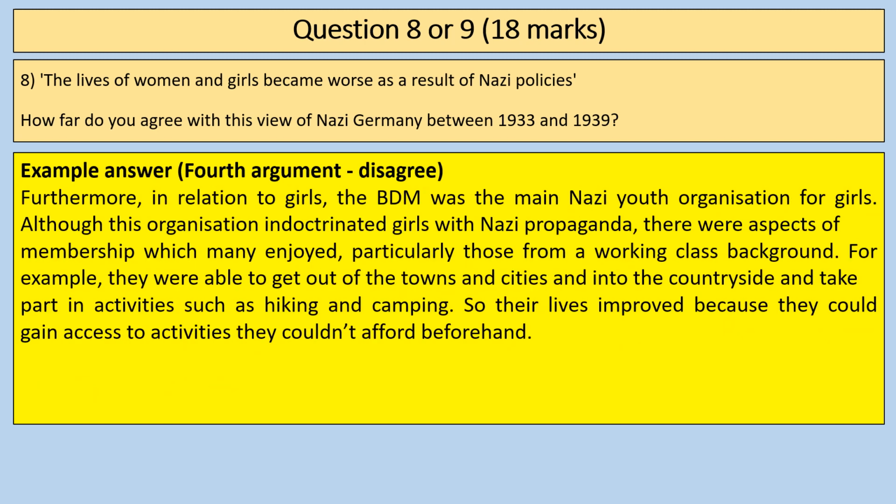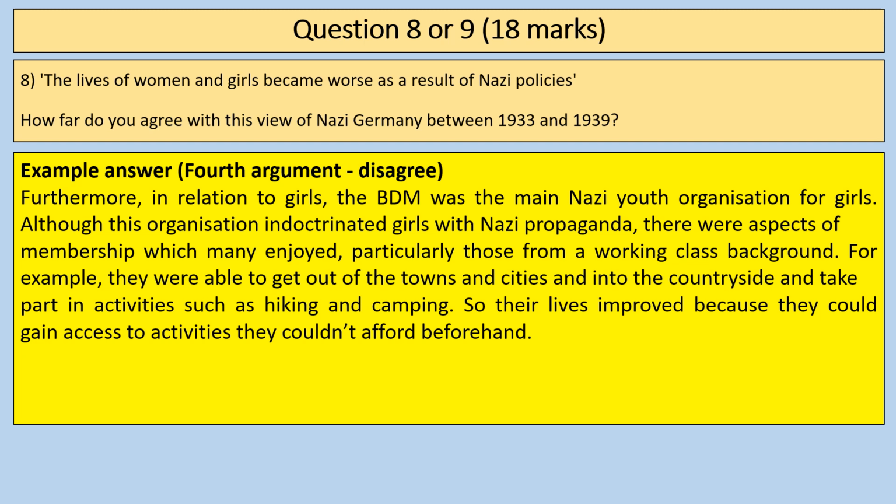Okay, and then we're on to our fourth argument and disagree. Furthermore, in relation to girls and youth groups, the BDM was the main Nazi youth organisation for girls. Although this organisation indoctrinated girls with Nazi propaganda, there were aspects of membership which many enjoyed, particularly those from a working class background. For example, they were able to get out of the towns and cities and into the countryside and take part in activities such as hiking and camping. So their lives improved because they could gain access to activities they couldn't afford beforehand.